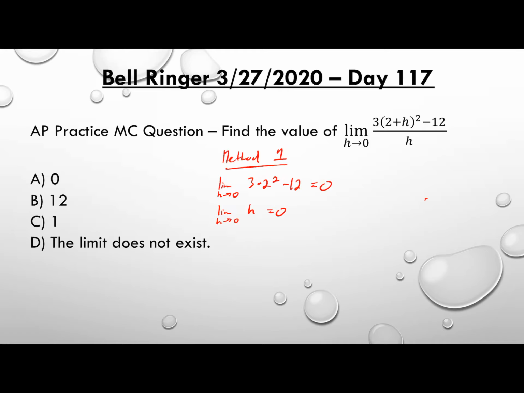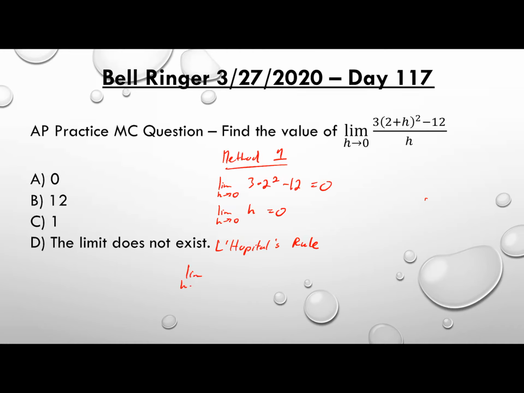So at this point, if your numerator and denominator both approach 0, hopefully you recall that this is a situation in which we can use L'Hopital's rule. So L'Hopital's rule tells us that whenever we have a limit that approaches, in this case, 0 over 0, we can take the derivative of the numerator of the function and the denominator of the function and then evaluate the limit again. So let's take the derivative of the top and bottom of this function.